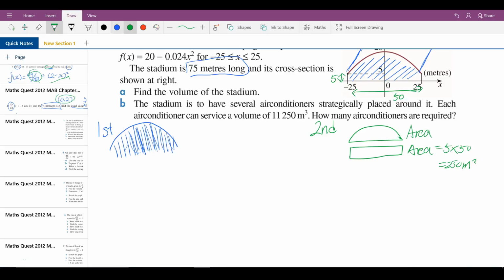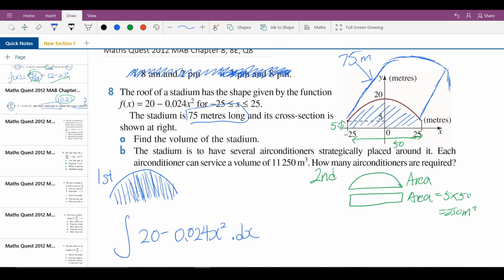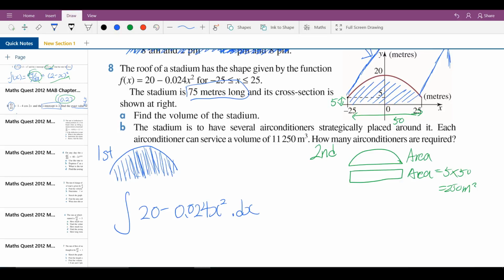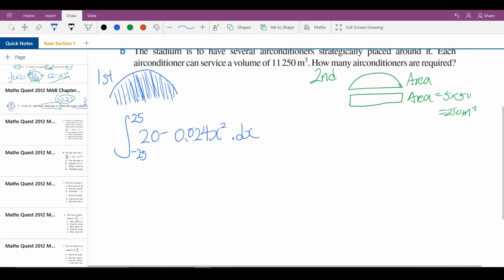So we're looking for the area under the curve, so we have to go to integration. We have to integrate 20 minus 0.024 x squared with respect to x. Now this is not just any indefinite integral, because we're given an x domain of -25 to 25. So we have to put that onto the integral sign. Remember, we put the bigger one on the top and the smaller one at the bottom. So this is a definite integral. Let's go ahead and integrate that.